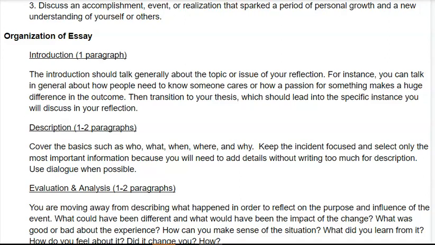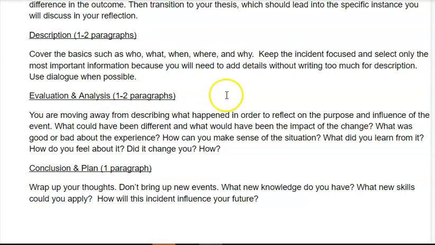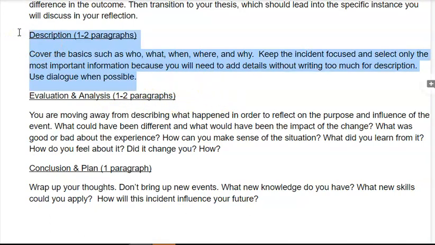Now, your introduction may only be 3 or 4 sentences. It may not be as long as some of the others. All right, so let's move on to the description. All right, so the description, this is where you're going to cover the basics of the story, such as who, what, when, where, why, how, whatever it is that you need to talk about.